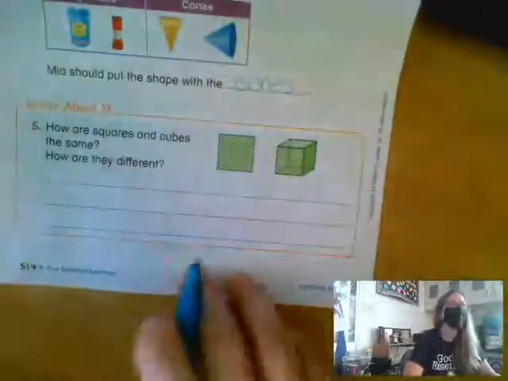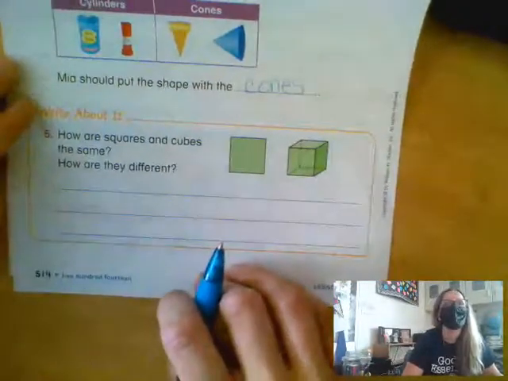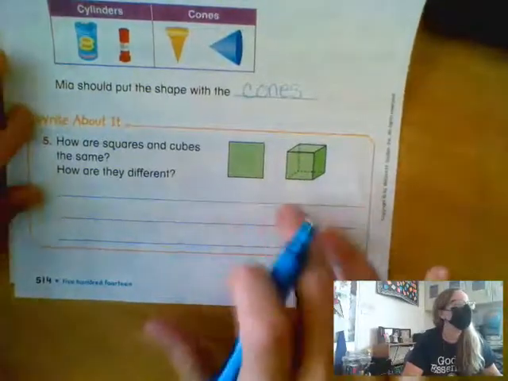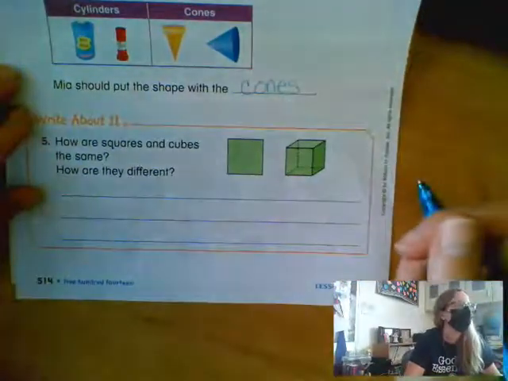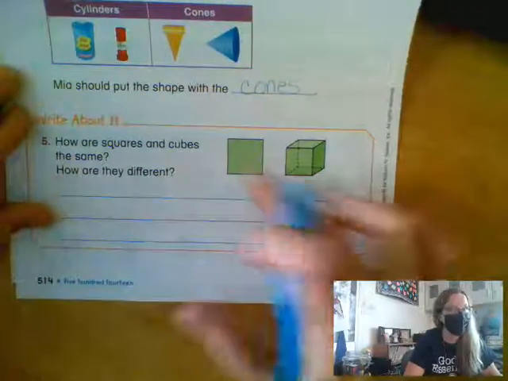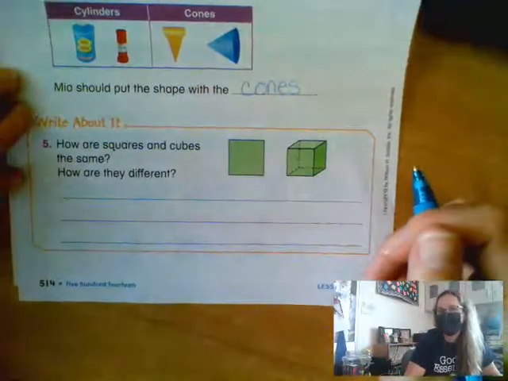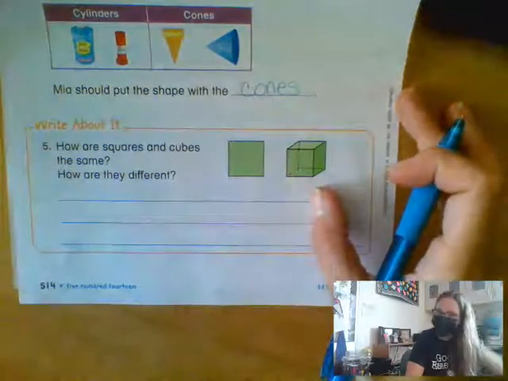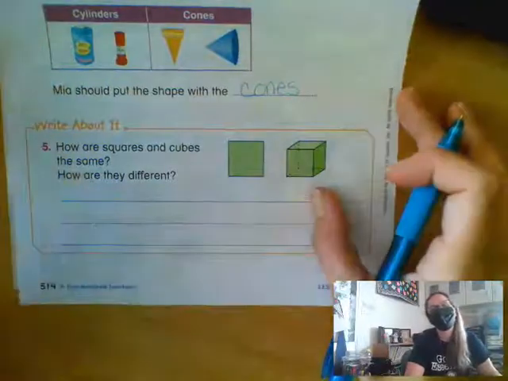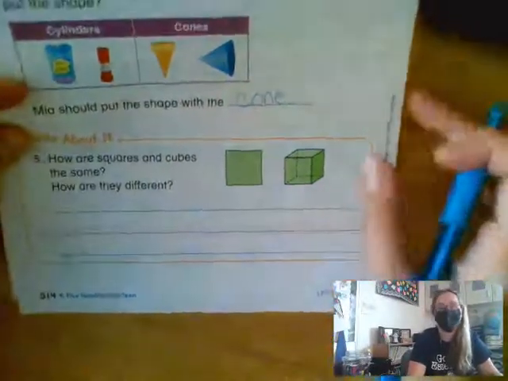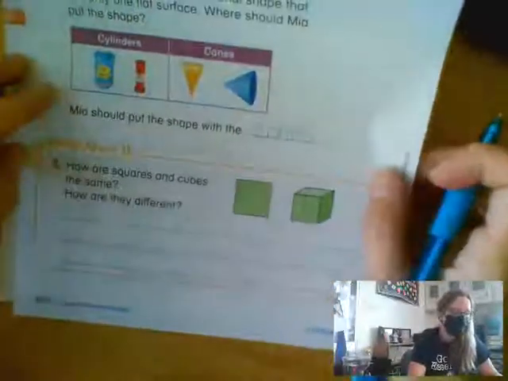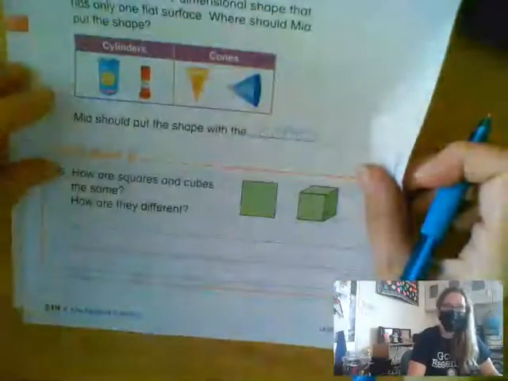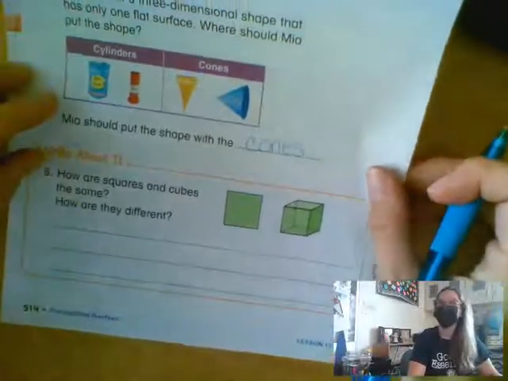How are squares and cubes the same? What is the same about squares and cubes? Mateo? That they're the same shape. They are the same shape. How are they different? Ava June? One is a solid shape and one is flat. Good job. 2D, 3D. Oh, nice. All right, let's go to the next page now. Again, this is just a review.